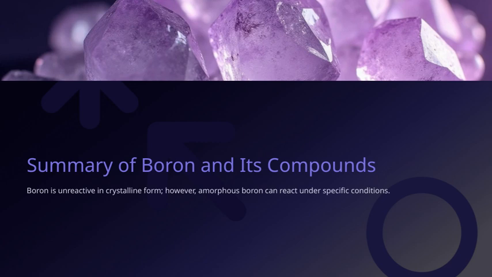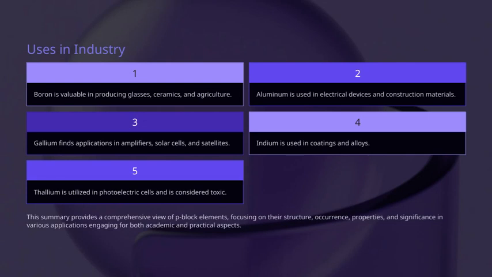Let's take a moment to look at some of the key uses of p-block elements in industry. Indium, for example, is primarily used in coatings and alloys, which helps improve their durability and performance. Aluminum, on the other hand, is widely used in electrical devices and construction materials due to its lightweight nature and excellent conductivity. Moving on, gallium finds interesting applications in amplifiers, solar cells, and even satellites, showcasing its importance in advanced technology. Boron is another versatile element.